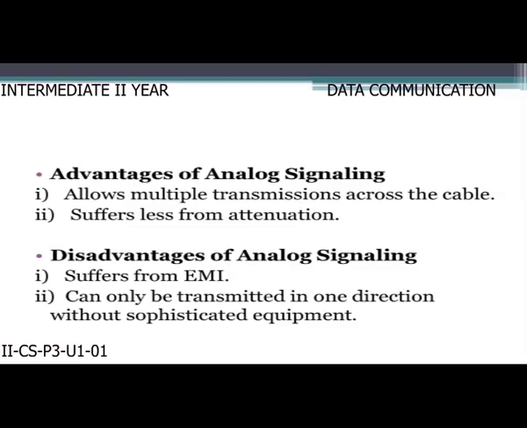In signaling, there are advantages as well as disadvantages. Advantages of analog signaling. It allows multiple transmissions across the cable, and suffers less from attenuation, which means reduction of force or effect. Disadvantages of analog signaling. It suffers from EMI, electromagnetic interference. It can only be transmitted in one direction without sophisticated equipment.